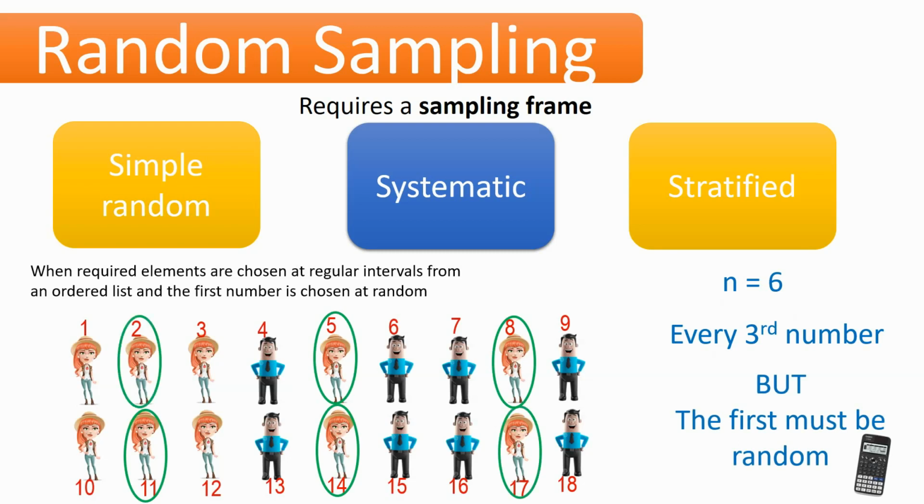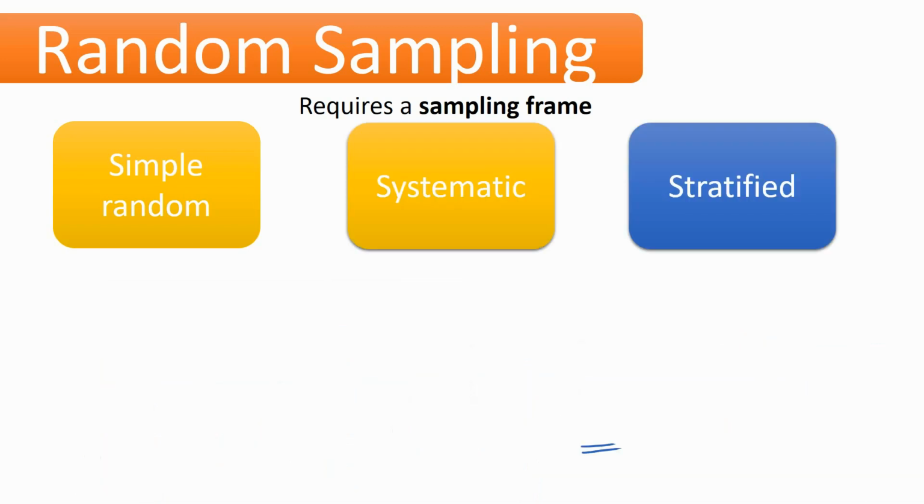Now you can see in this example, we wouldn't get the opinions of any men at all, which you may say is a bit naff, but also it wouldn't be too hard to ask all 18 in this instance. But in a larger sample, it's very rare that you wouldn't get a diverse response, for example, men and women. But if you want to guarantee you ask men and women, you could use a stratified sample.